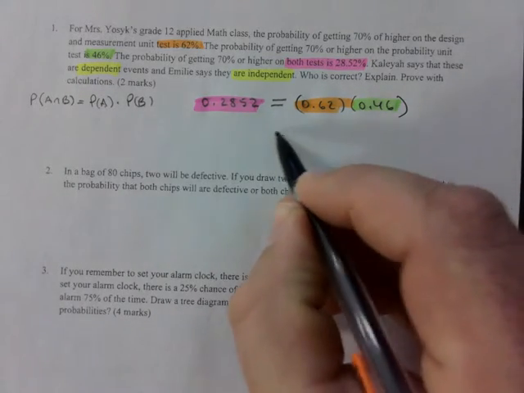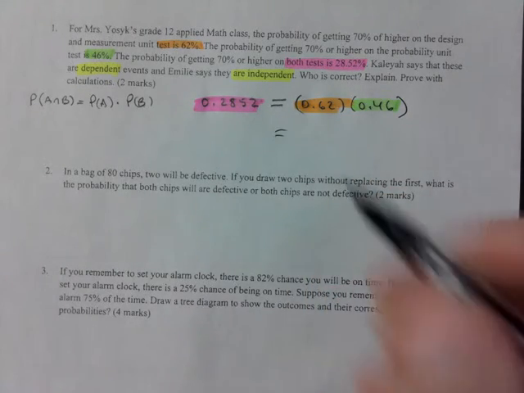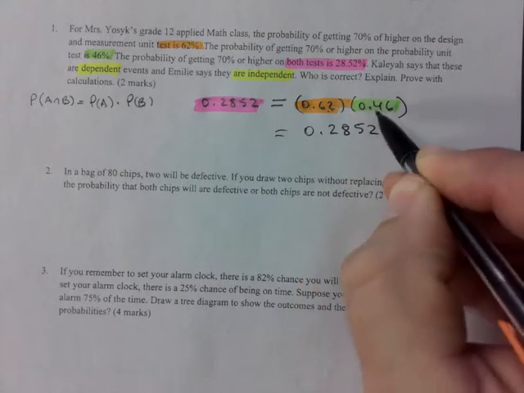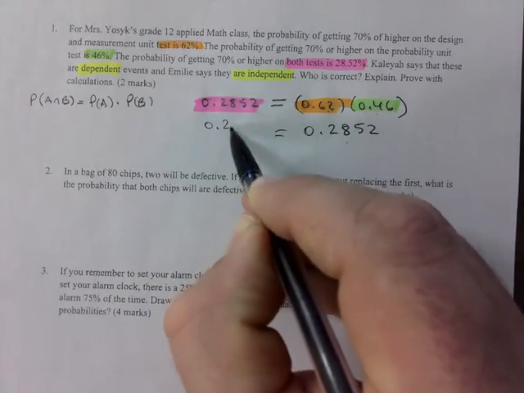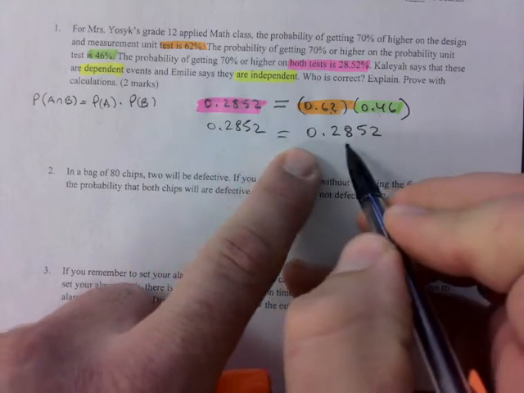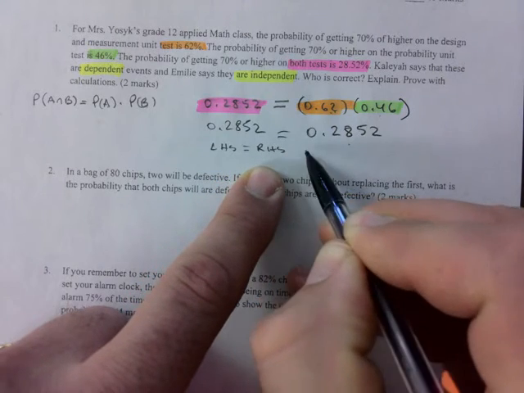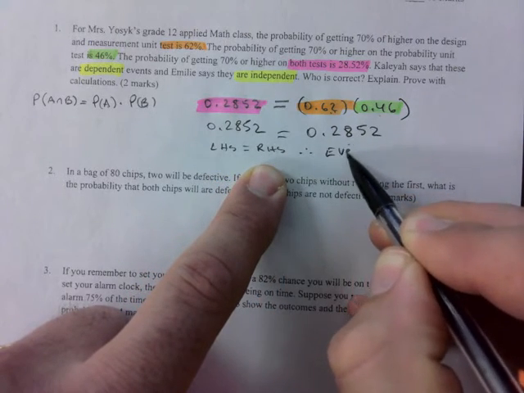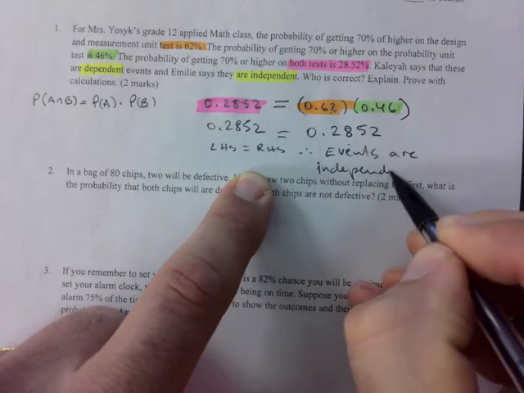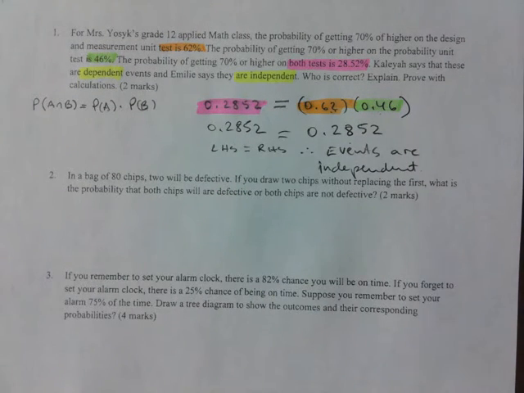So basically all the math is happening on this side here. What you get is 0.2852 when you multiply these two. And we can just copy that. And then you conclude, okay, if they are indeed equal, left-hand side is equal to right-hand side, therefore events are independent. So if you're given probabilities, you can actually mathematically calculate that.